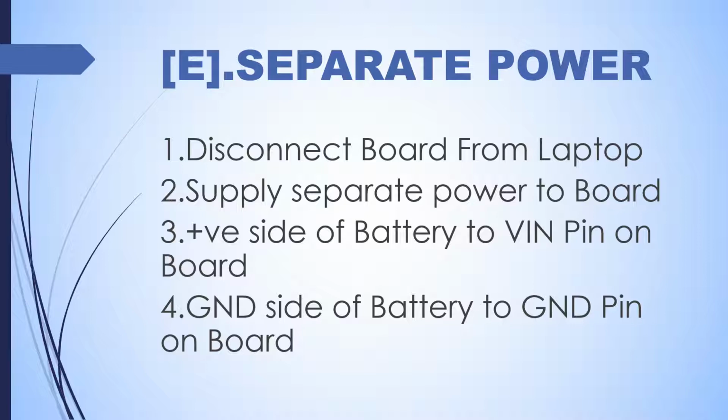This is the V in pin, which we have on all the boards, in the case that it is going to accept power from an external source, for example a battery. Then the ground side of the battery you also have to connect to a ground pin on the board. In almost all boards we have more than 2 grounds. One ground we may need to connect on the breadboard and another ground for this purpose. So this is the concept of what to do for the power related issues.